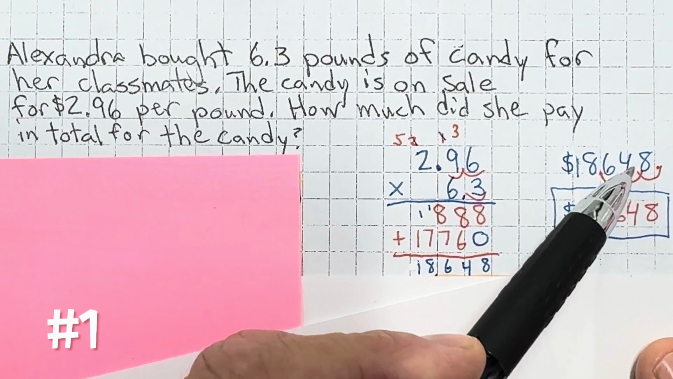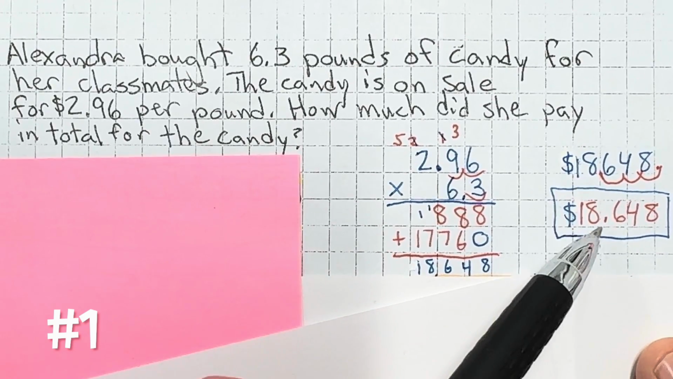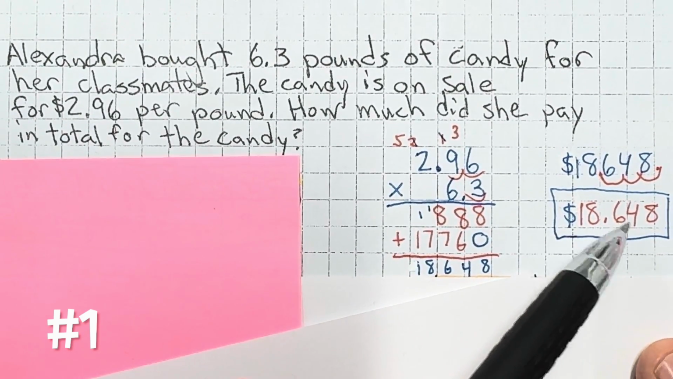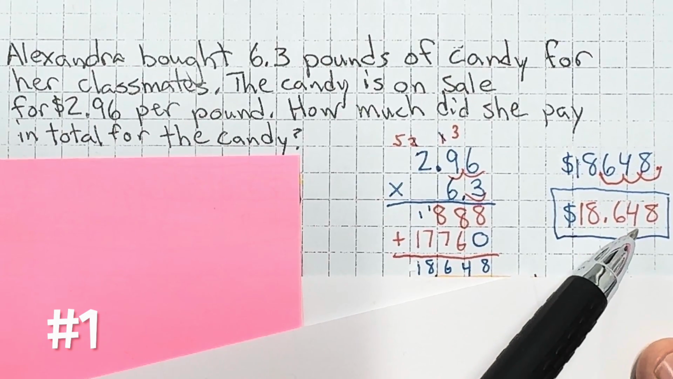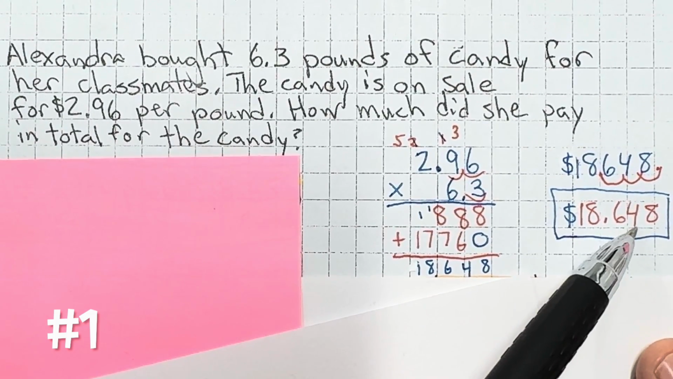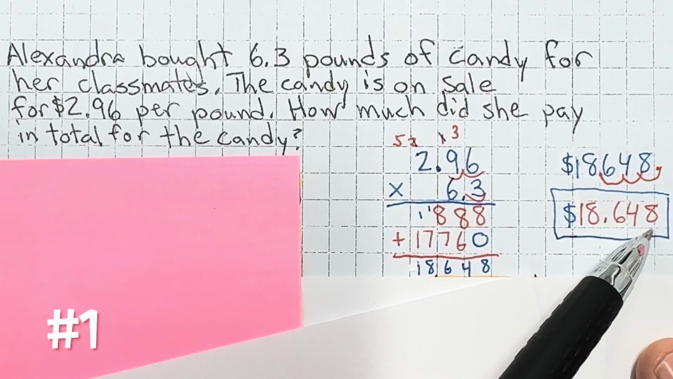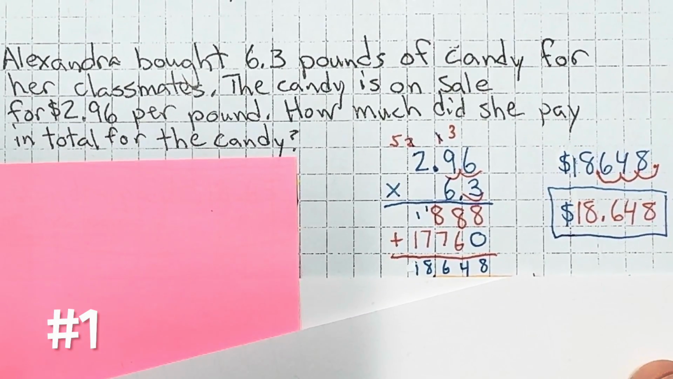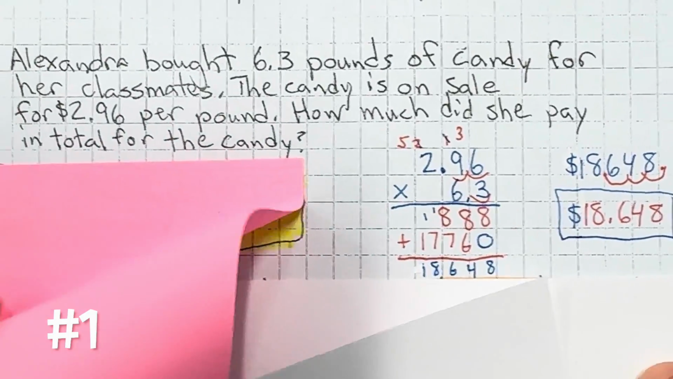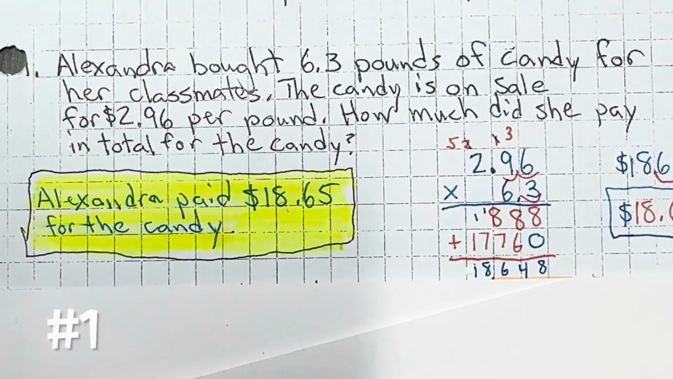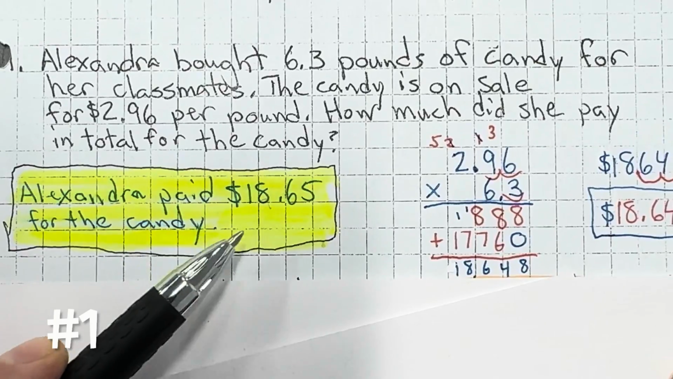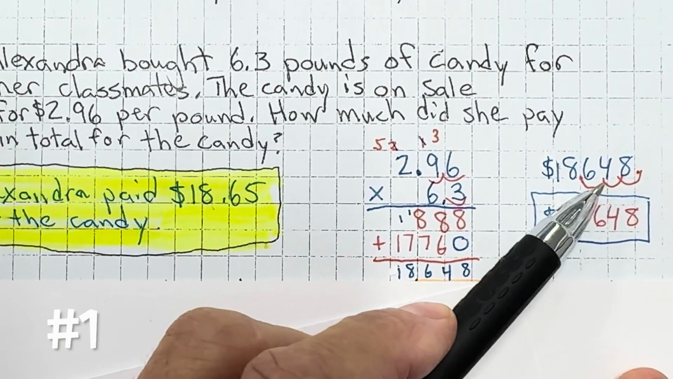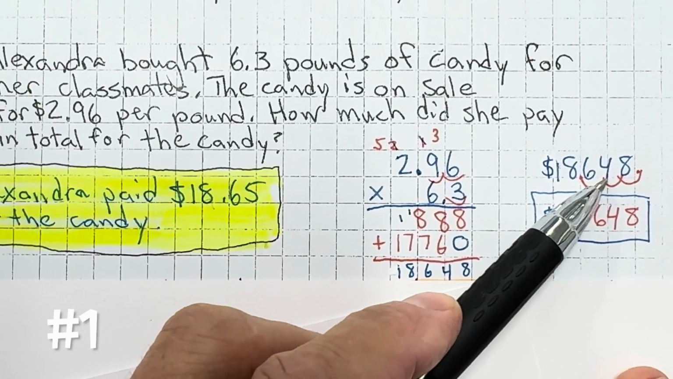So I go 1, 2, 3, and there we get $18.64. Well, I go to the pennies, go to the right. Since that's 5 or higher, I'm going to go ahead and round up to the next place value. So that gives me Alexandra paid $18.65 for the candy.